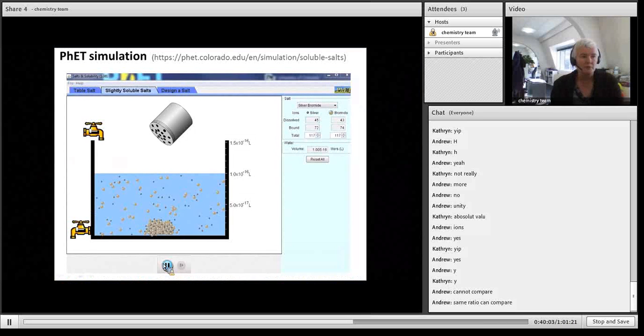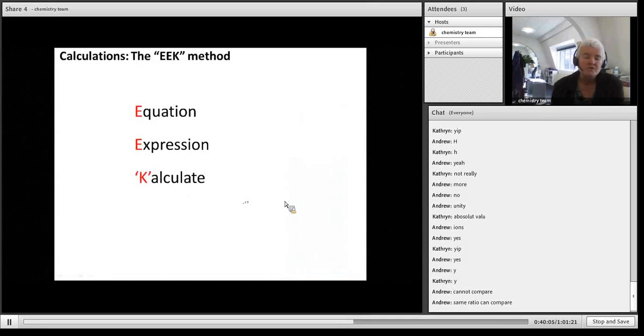Right, so that's all what I wanted to show with that. Now let's do the calculations. I've got the eek method, so when you see a calculation, you can go eek. But if you follow this method, this will really help you minimize your mistakes.